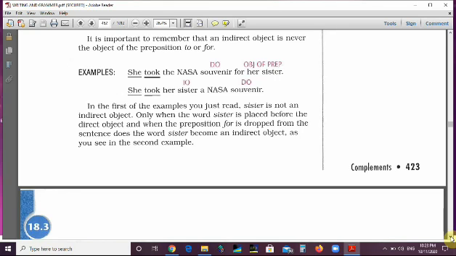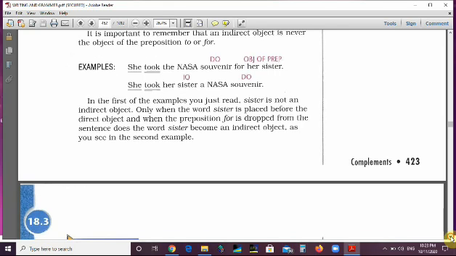She took the NASA souvenir for her sister. What about sister here? It's the object of a preposition. It's not an indirect object. But if we write the same sentence in another way, she took her sister a NASA souvenir, the word sister here is the indirect object.